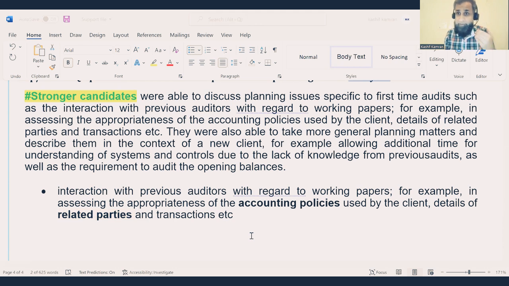Yes, you have a right to interact with the previous auditor, right? There is an interesting question coming from a student 17 days away from the exam: why should we ask the previous auditor? The previous auditor has left. As a new auditor, you have a responsibility, and this is part of your professional behavior, that you interact with the previous auditor.